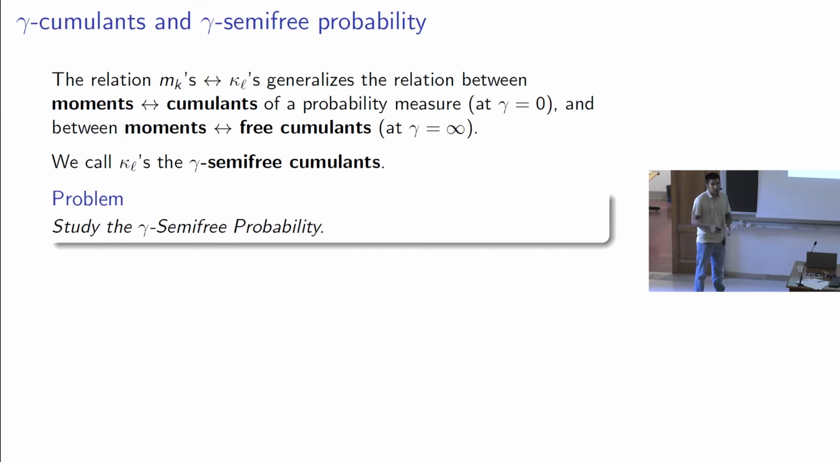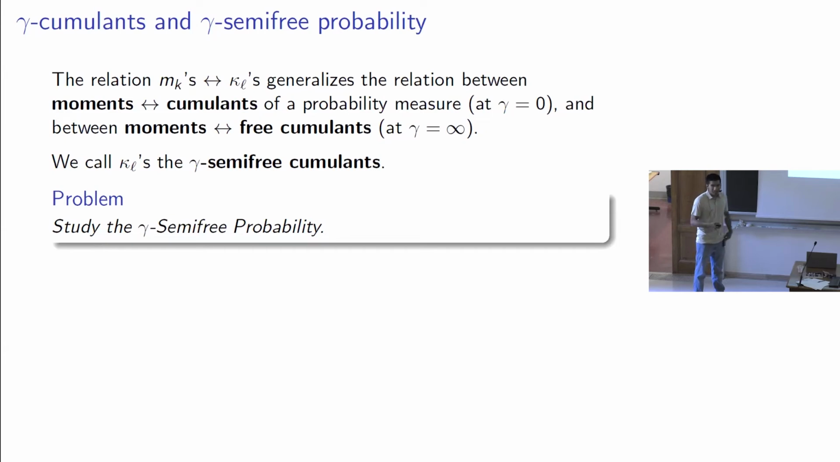Okay, so for each measure, you can associate some other sequence of quantities called free cumulants, some of the main quantities in the theory of free probability, right? And it turns out that there are some nice formulas between them. And the formulas we have also generalize those. Those are the special case when gamma is equal to infinity, right? So these kappa_l's, I will denote the gamma semi-free cumulants, because they interpolate between classical and free cumulants.